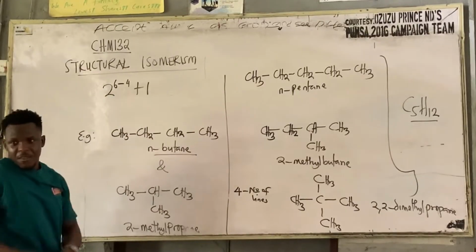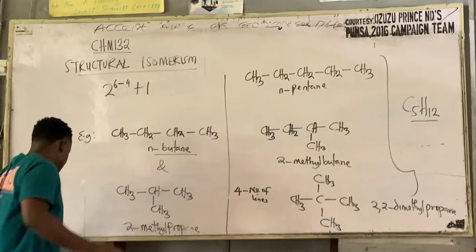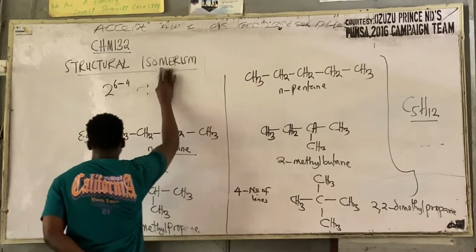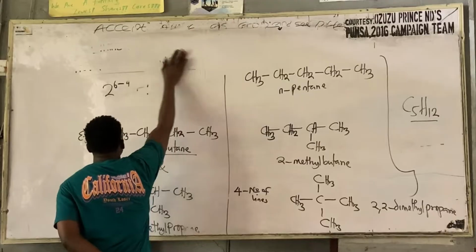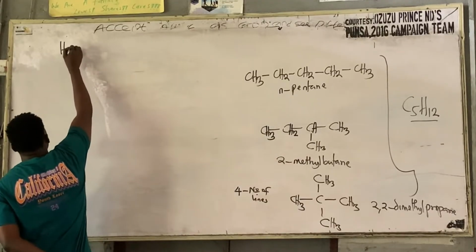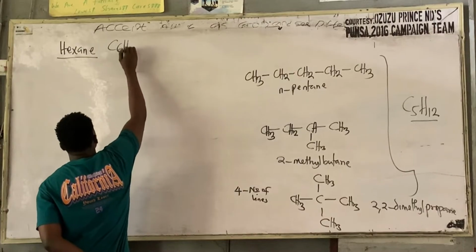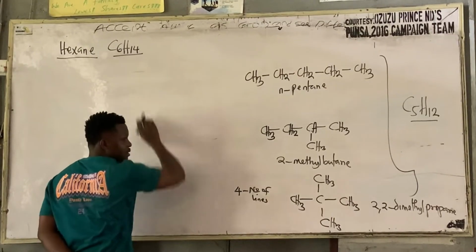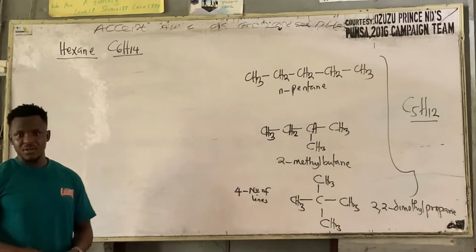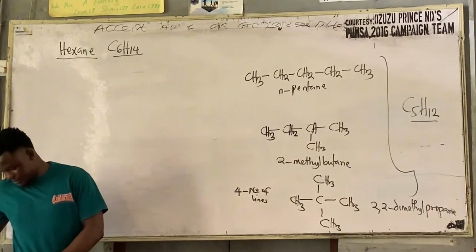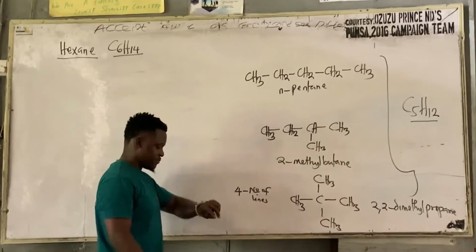Plus 1. Fine. So let me show you how to get the isomers, and also we look at our confidence on how to get isomerism. And after we look at the example, the example has C6H14, C6H14.